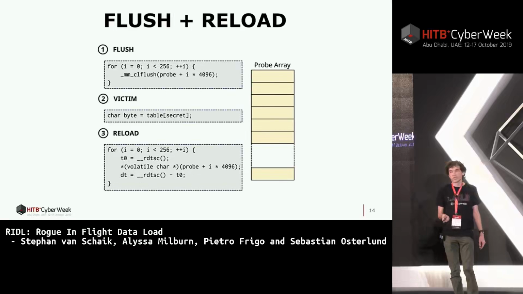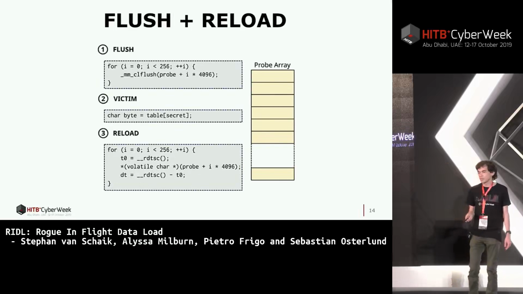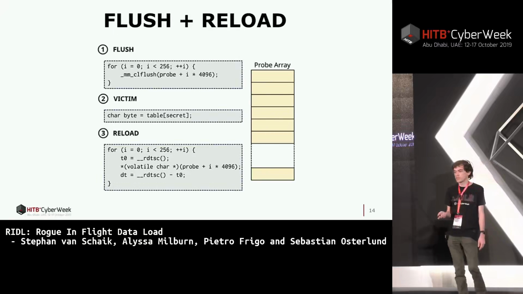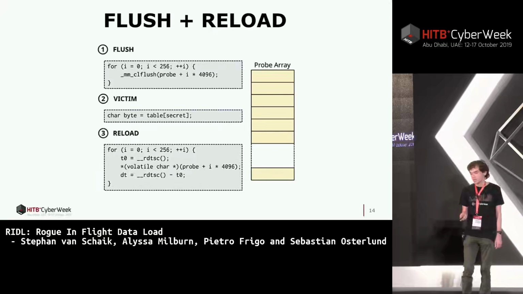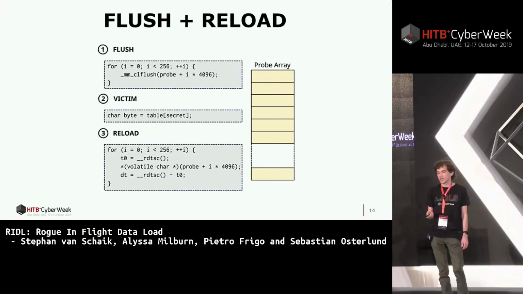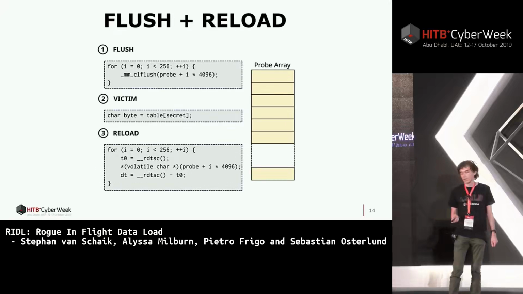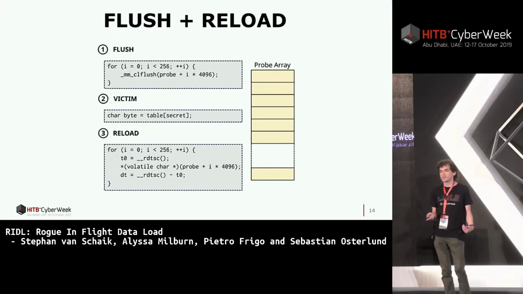To give you an understanding of cache attacks, I will give you one example called Flush and Reload, which is a very typical example of a cache attack. It consists of 3 stages. The first one is the flush stage, the second one is the victim stage, and the third one is the reload stage. On the side you also see the probe array, which is an array of data that the attacker can access.